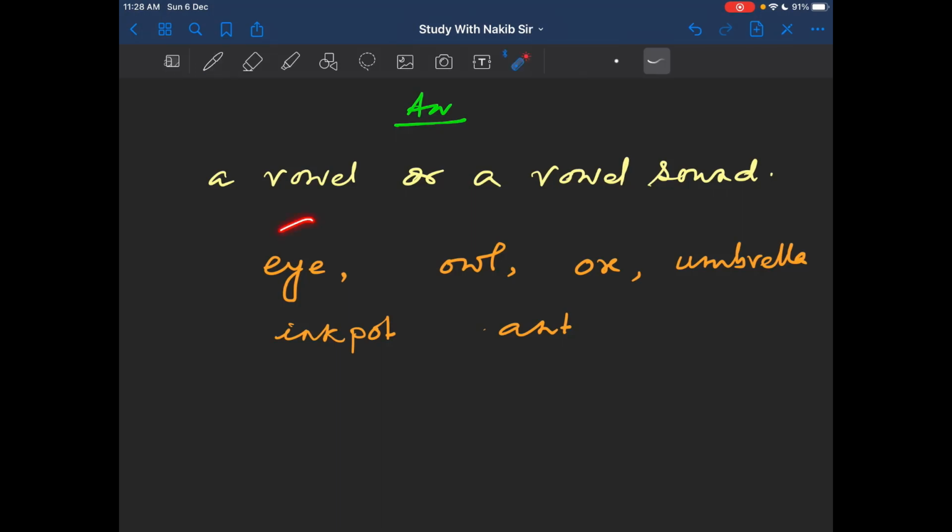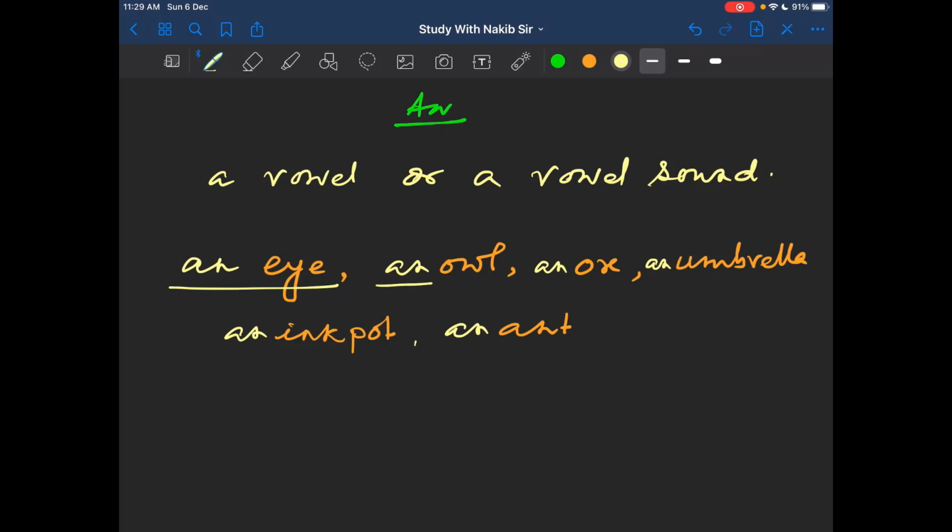These words begin with a vowel. So here you must use an as a rule. An eye, an owl, an ox, an umbrella, an inkpot, an ant, etc. Now see those words that begin with a consonant but with vowel sounds.